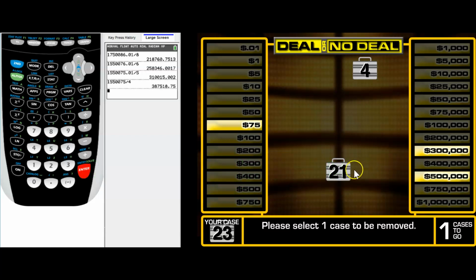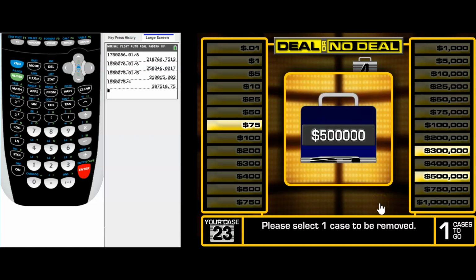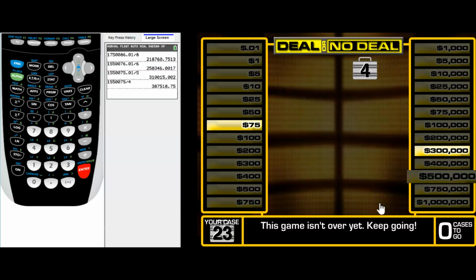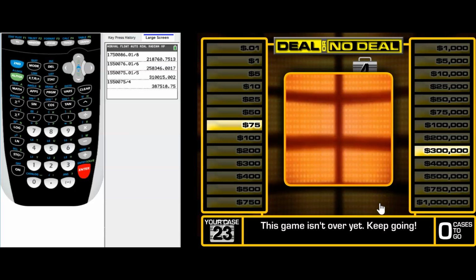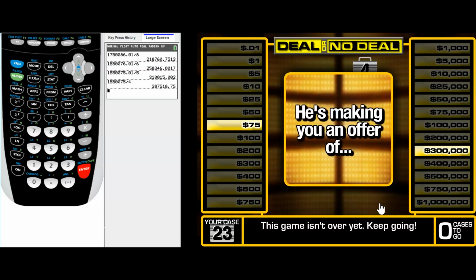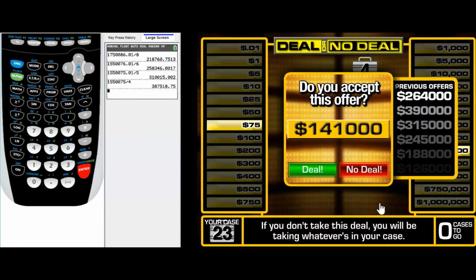So let's eliminate case number 21. Bummer. And now the offer should be in that range of $150,000. My guess is they're going to be lower because the expected value is $150,000. Okay, so it's around it, but again, it's a little bit lower. We had our chance with the $390,000 and the $315,000 to take offers that were better than what was ever theoretically expected, and we did not take those.